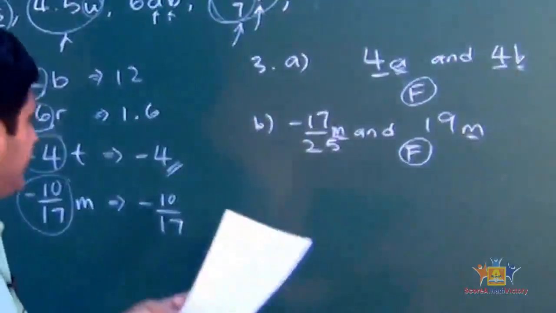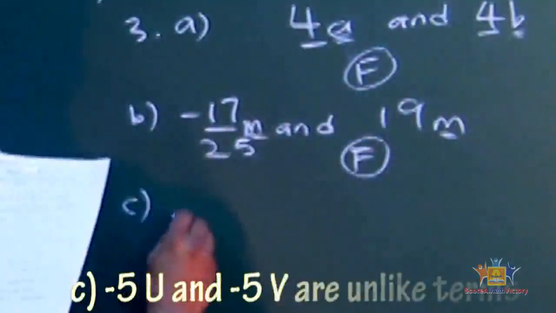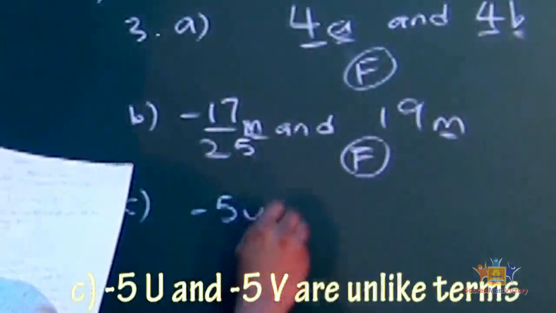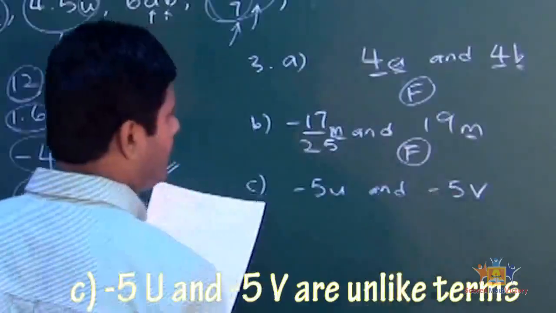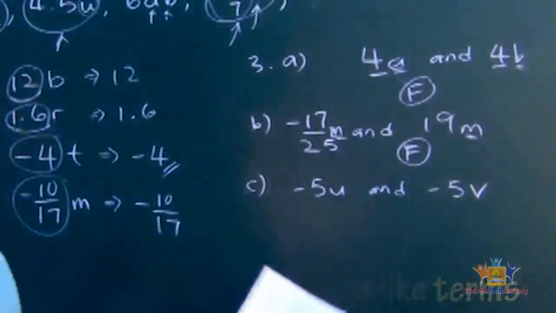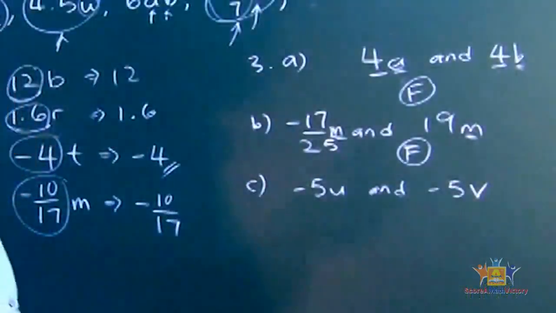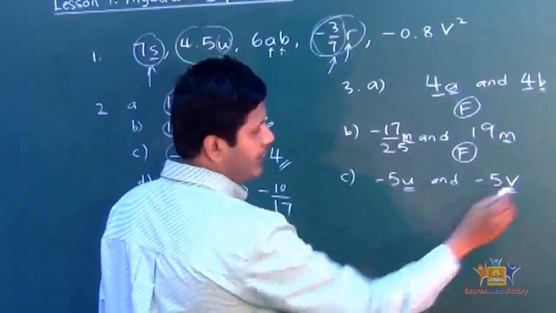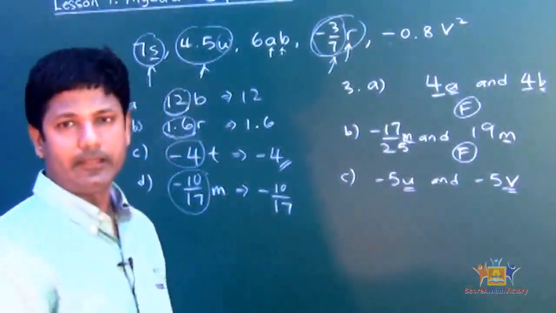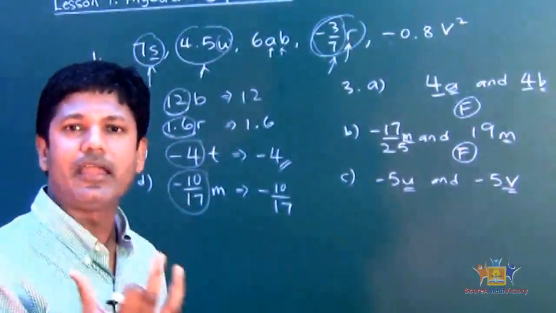Alright, now let's look at C. Now C is given negative 5u and negative 5v. So negative 5u and negative 5v are unlike terms. Are they unlike terms? Let's look at the unknown. They are unlike. See that? Just like the word says, unlike.